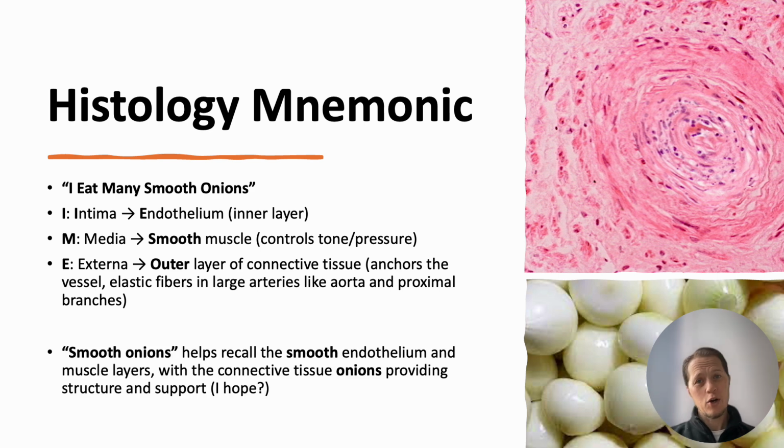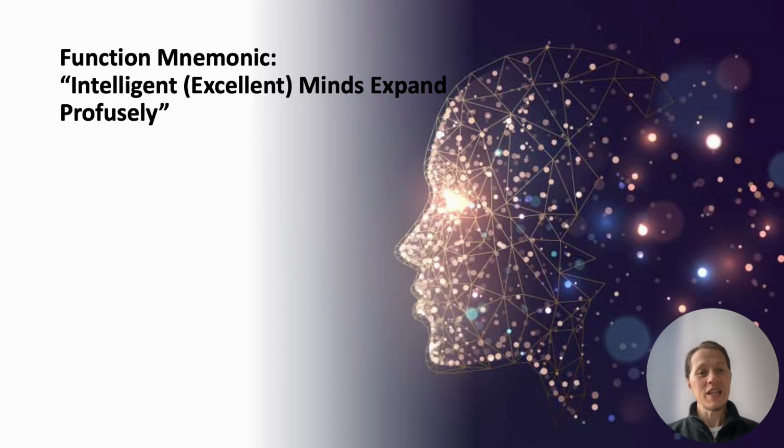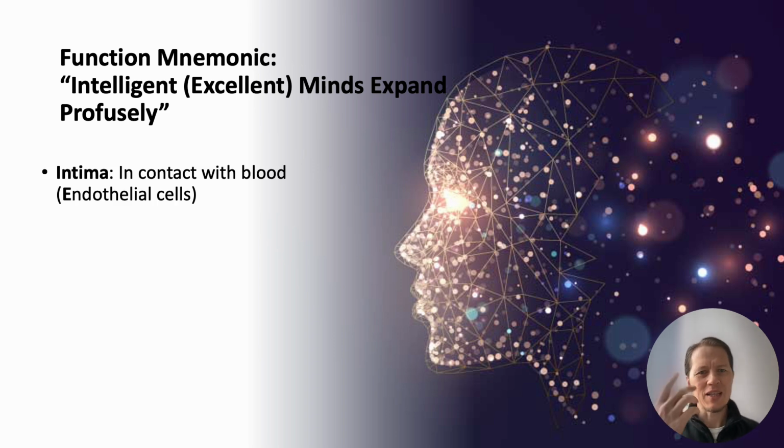So yeah, I hope smooth onions helps you recall this mnemonic, but it works. I liked it. I use it a lot. Related to this, that's the histology mnemonic in terms of the function of each layer here. Intelligent minds expand, or excellent minds expand. I like that one better than intelligent for intima, but well, whatever works for you.